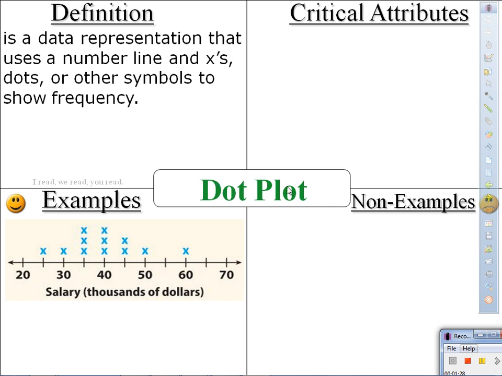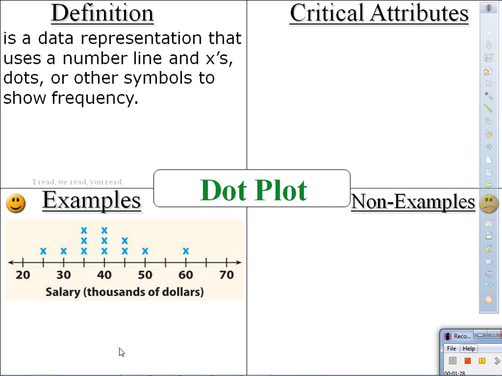It says dot plot. It's a data representation that uses a number line. So let's look at the example. Are they using a number line? Yes. Are they representing data? What kind of data? Salary in thousands of dollars. Okay. And they use X's, dots, or other symbols to show frequency. Are they showing frequency for each of the salaries? Yes. It shows how many people earn those thousands of dollars. So there it is.